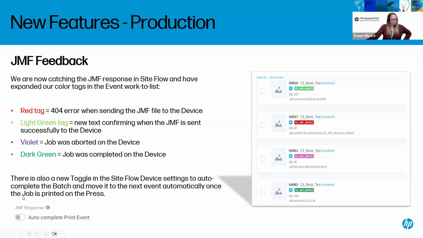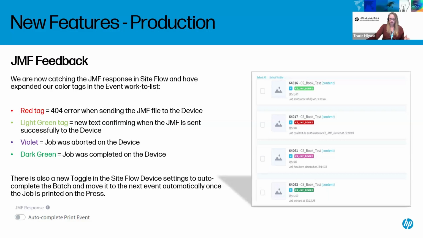In addition to this, we can now auto complete the batch and move it to the next event once the job has been printed. So once we get that information, then we automatically complete. Now, this is only available for the first event for now, the print event.